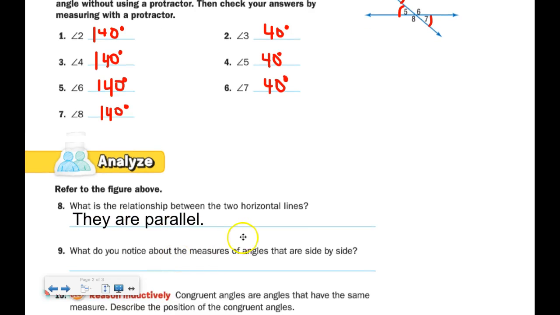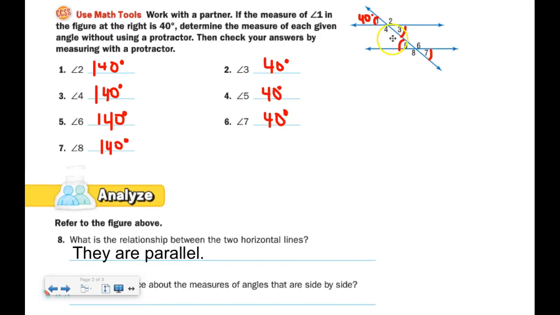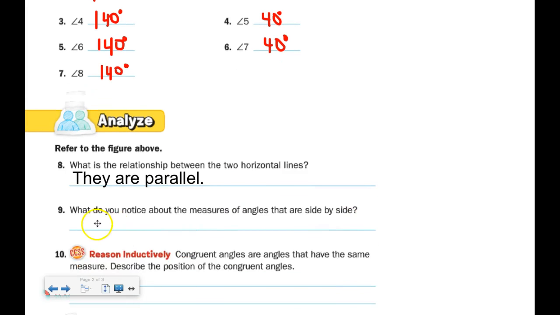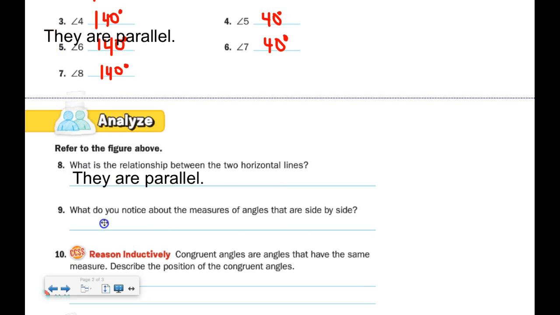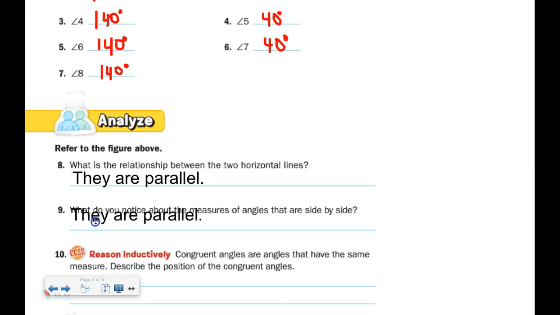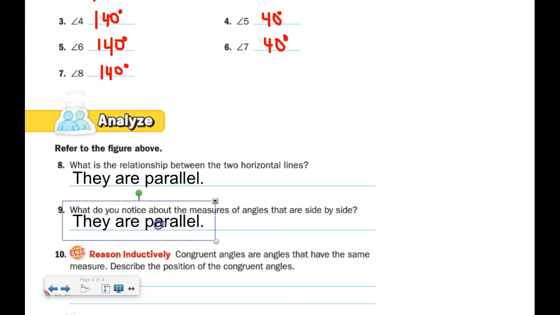What do you notice about the measures of angles that are side by side? In other words, next to each other. 1 and 2, 1 and 4, 2 and 3, 3 and 4, 5 and 6, 5 and 8, 6 and 7, 7 and 8. Angles that are next to each other. Those angles are supplementary, okay? Which means that their sum is 180 degrees. And for now, we might as well use the terminology that we're familiar with. They are supplementary. That will be good enough. I know that if you use the word supplementary, you know that the two angles add up to 180.